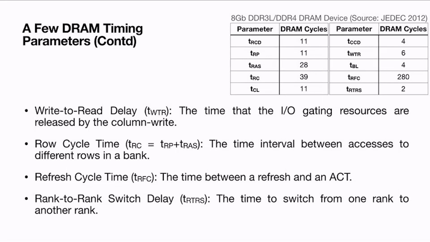And if I'm issuing a refresh command, so next 280 cycles, the device is not available for servicing any request from the processor, that particular device. And similarly, if I want to read data from multiple columns of the same row, I have to wait for 4 cycles. And if I move from write to read, then I have to wait for 6 cycles.